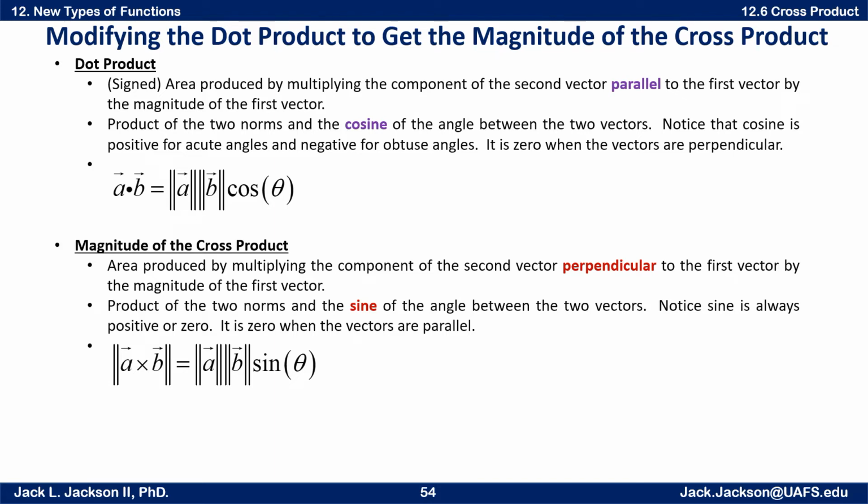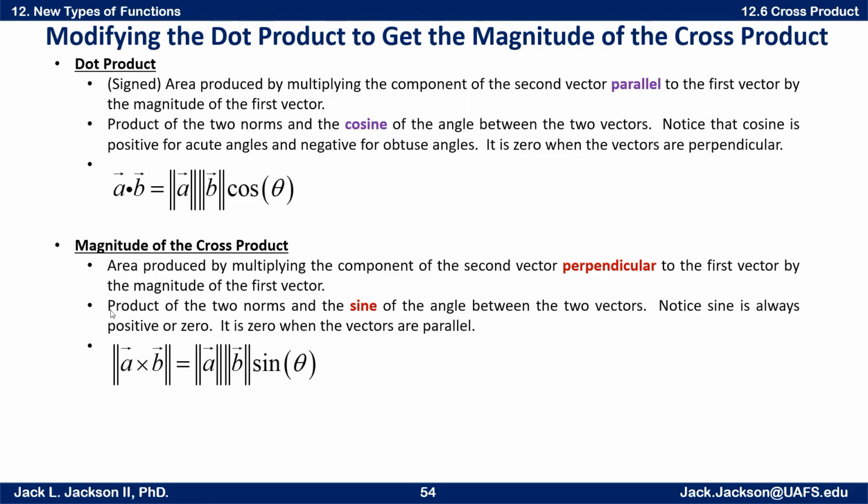Or it's the product of the two norms and the sine of the angle between the two vectors. Notice that sine is always positive or 0, and it'll be 0 when the vectors are parallel. So the cross product is going to be the 0 vector when the vectors are parallel, same direction or opposite directions. So the norm of the cross product is the magnitude of A times the magnitude of B times the sine of the angle theta between the two. So if you think about it, this is a real natural way to get to the cross product.